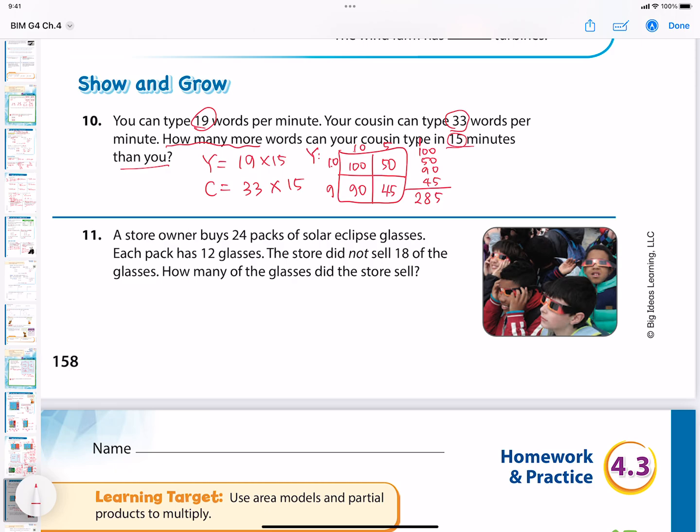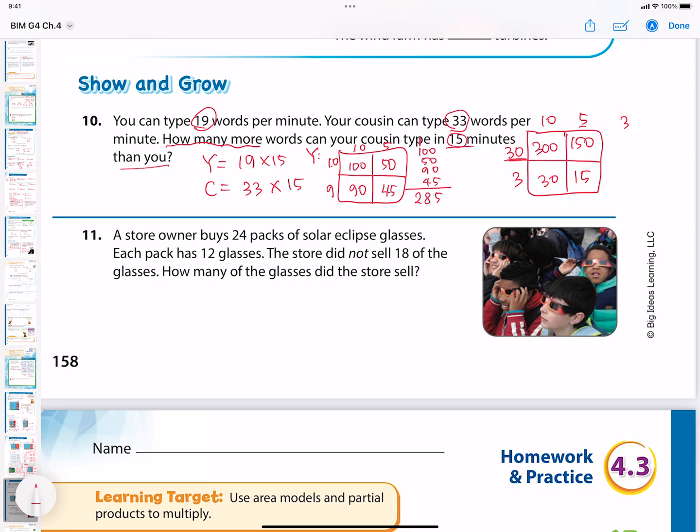What about your cousin? Let's draw another area model. Now your cousin, I'm going to split that into 30 plus 3 and 10 plus 5. 30 times 10, 300. You can do mental math, right? And 3 times 10 is 30. And 30 times 5 is what? 150. And 3 times 5 is 15.